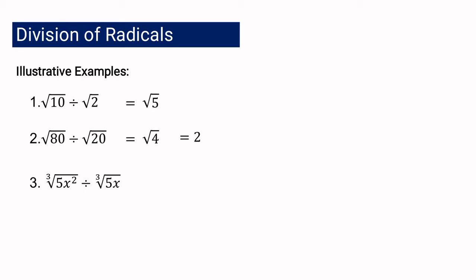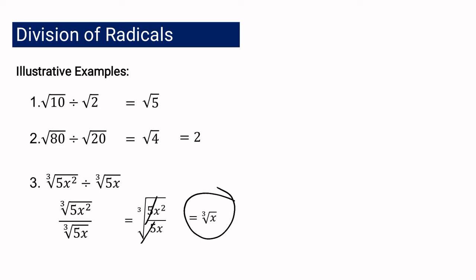And for example number 3, we have cube root of 5x squared divided by cube root of 5x. We can write it in this manner so that we can see it clearly. So you are going to divide our radicand. Using law of radicals, it can be written as cube root of 5x squared over 5x. And then if we simplify, we are going to cancel out 5. And then x squared over x is as simple as x. That is why the answer is cube root of x.